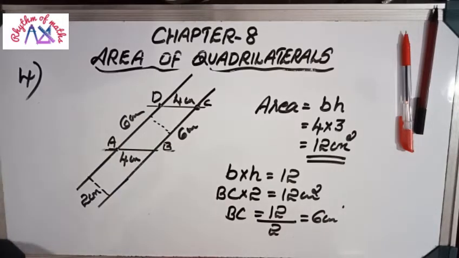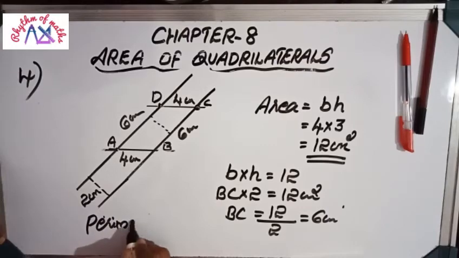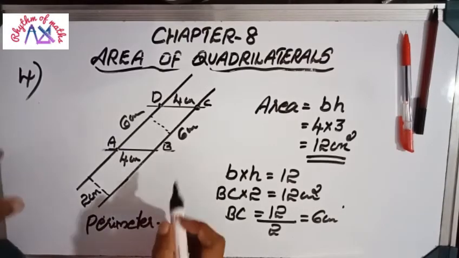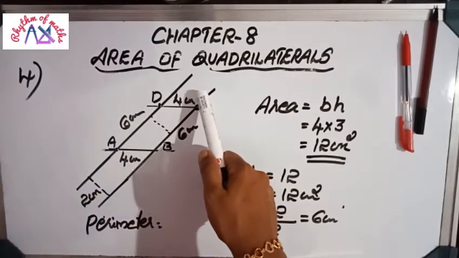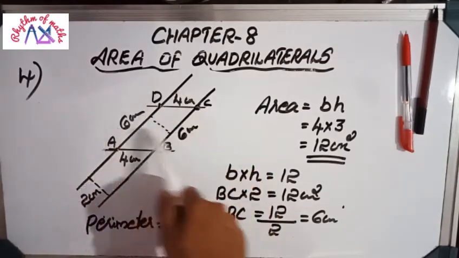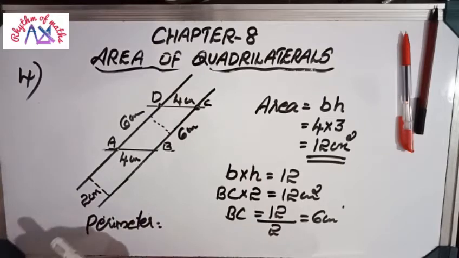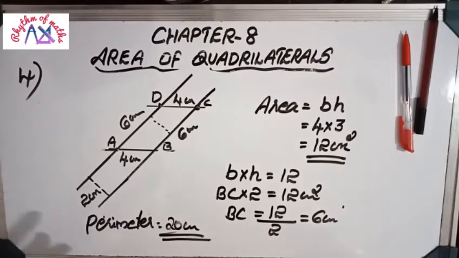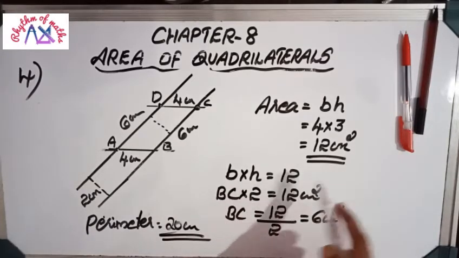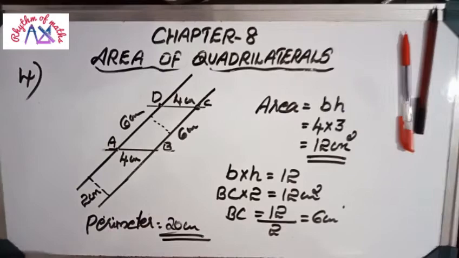Then what will be perimeter? Perimeter will be equal to sum of all the sides. That is 6 plus 6, 12. 12 plus 4, 16. 16 plus 4, 20 centimeter. Okay, 20 centimeter is the perimeter and area is 12 centimeter square. Okay, so this is fourth one answer.